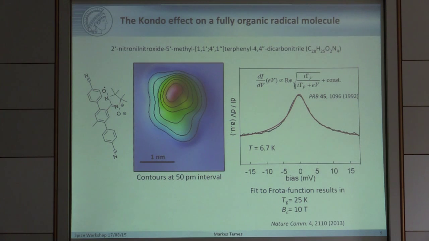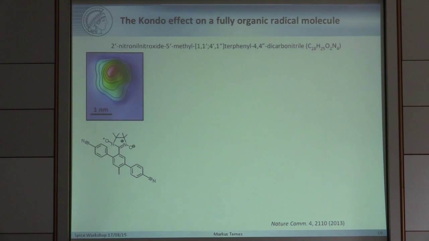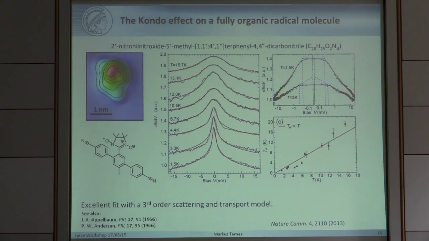Well, let's skip it and go to something else, because this is really hard to do something with. You would say, if the Kondo temperature is 25 Kelvin and I'm measuring at 6 Kelvin, then I'm really in the deep strong coupling regime, and you need really hard energy to change something on the system. Well, actually, that was not the case. We just cooled further down, and what we saw is, so you see here the 6.7 Kelvin data, the peak became smaller and smaller.